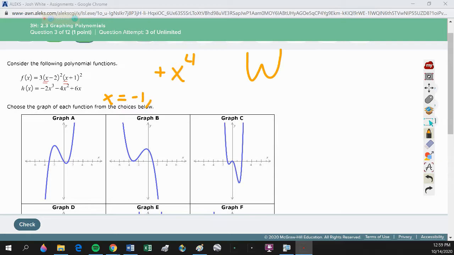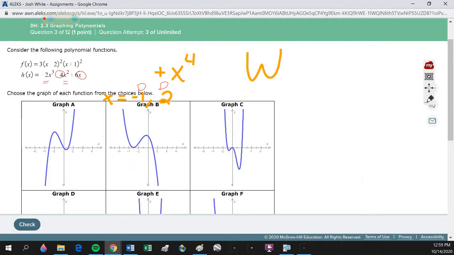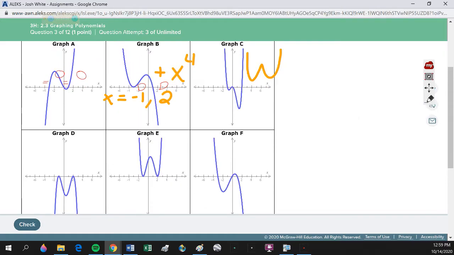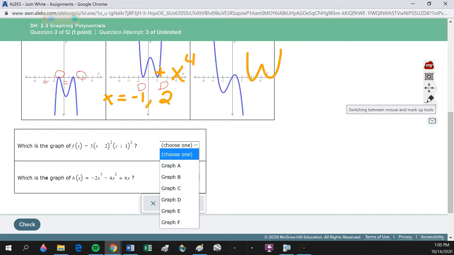-1 and 2. Are those single roots or are they double roots? They're both doubles. What happens at double roots? You get bounces. So is there a graph that is a W that has a bounce at -1 and a bounce at 2? E. Yeah, it's got to be a W, so it's going to be E. So that first one is E.